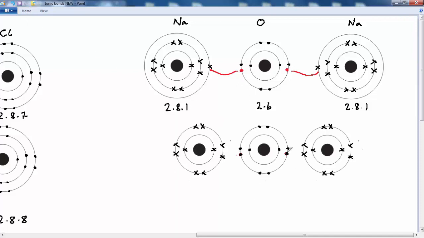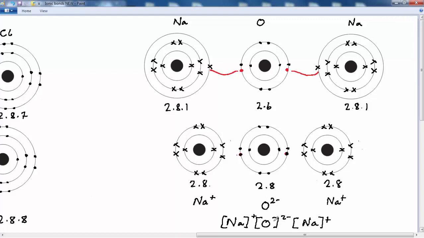Oxygen has now acquired 2 electrons to form a stable configuration, so it has an electron distribution of 2.8, and as a result it has a charge of 2 minus, and it has formed ionic bonds with 2 sodium ions, each of which have lost an electron, having a configuration of 2.8, and so have each acquired a positive charge, Na plus, Na plus. So each oxygen ion joins on to two sodium ions.